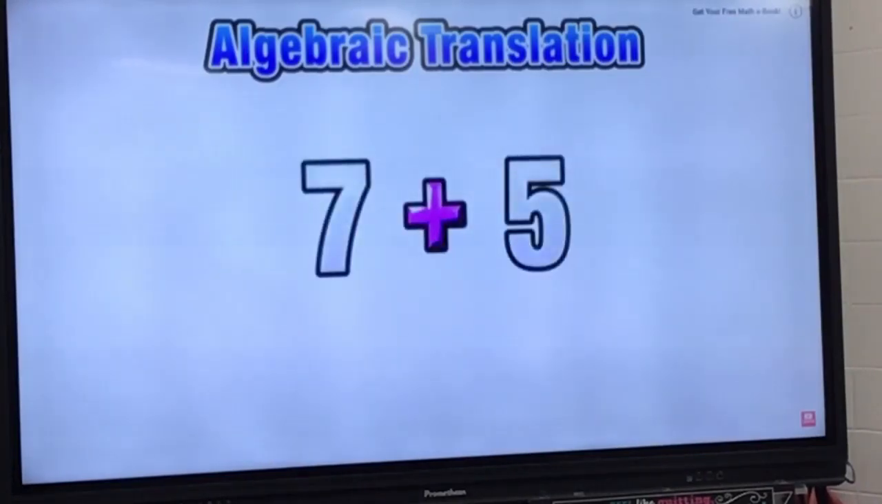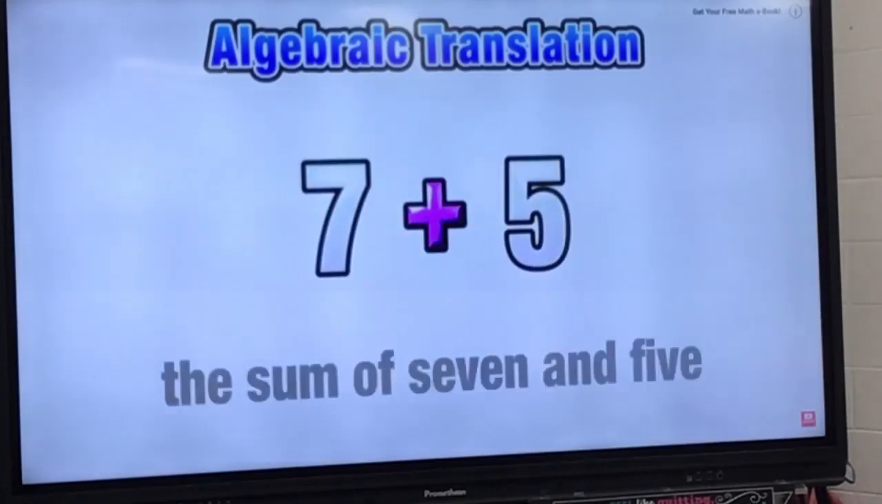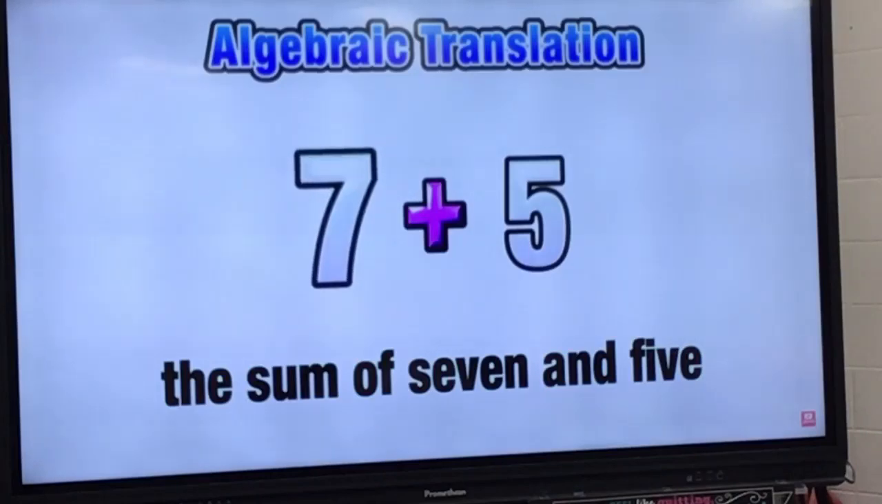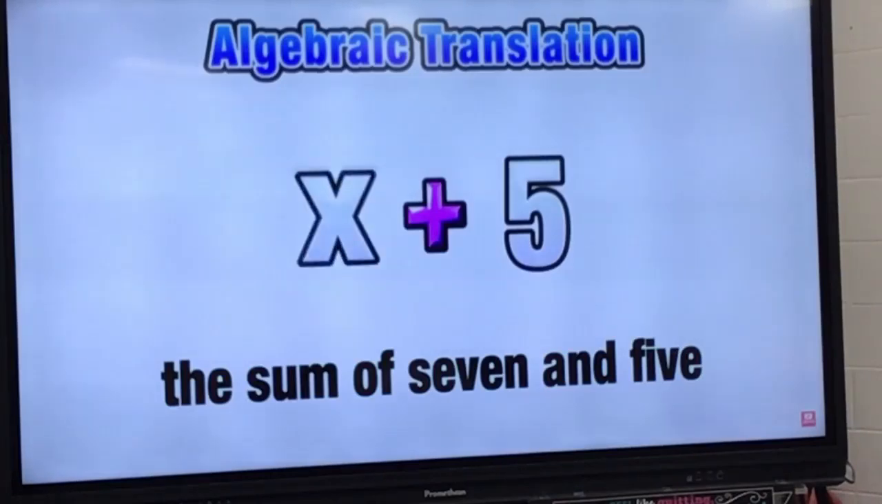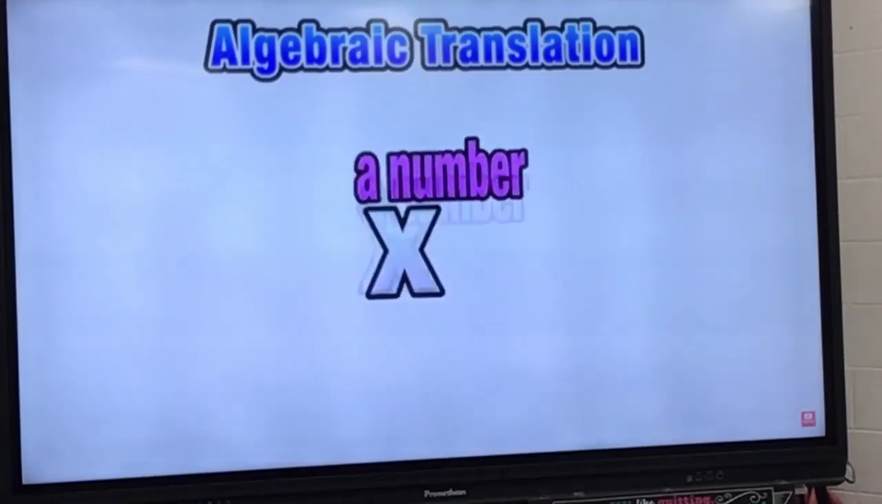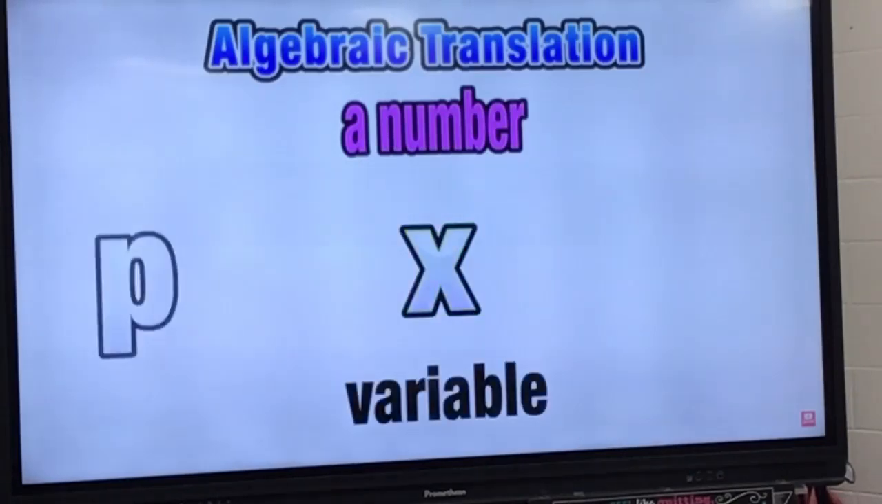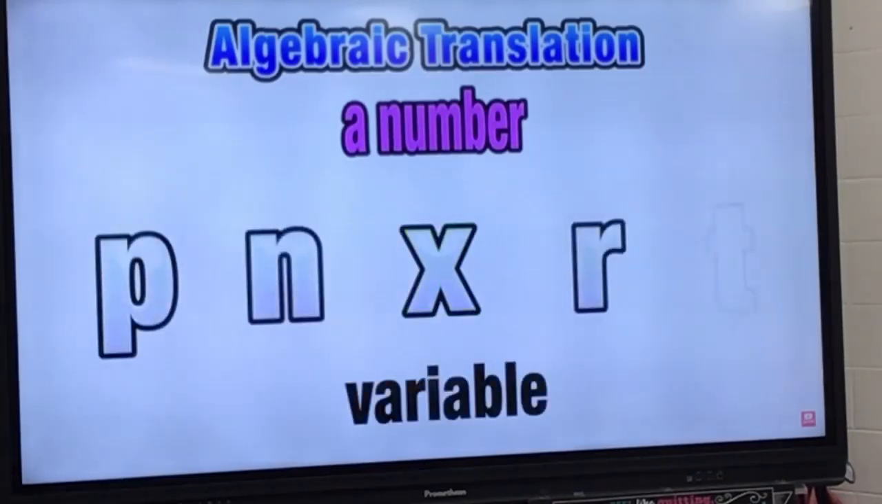Now, if we had something like 7 plus 5, verbally we could express this, for example, as the sum of 7 and 5, and we would be done. But what if instead of a 7, we had a variable, we had the letter x there? Instead of saying the sum of 7 and 5, we would say the sum of a number and 5, because x is a variable and it can represent any number, so we're just going to call it a number. And even though x is the most commonly used letter, this applies to any letter in the alphabet that can be used to represent a variable, which is just some unknown value.